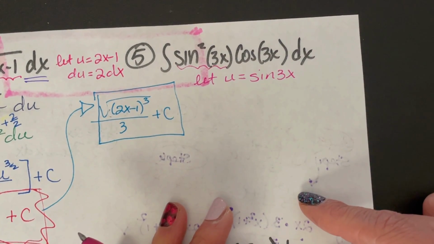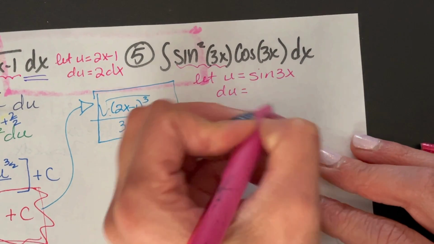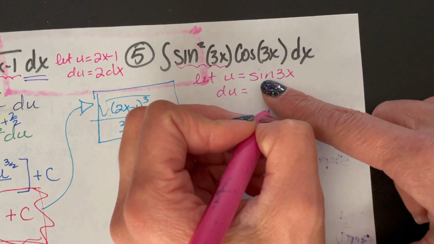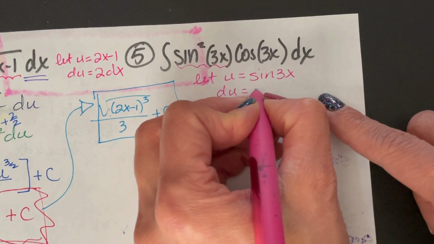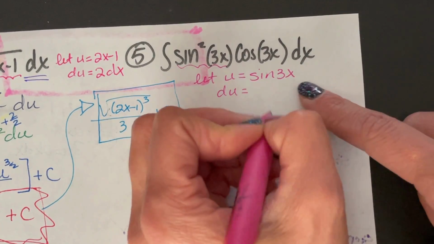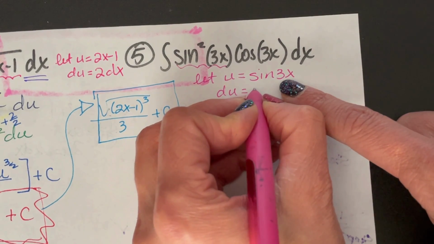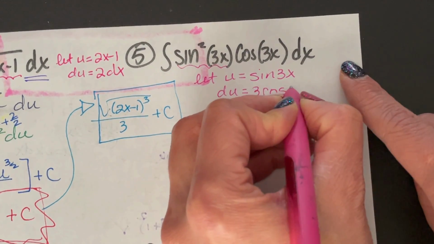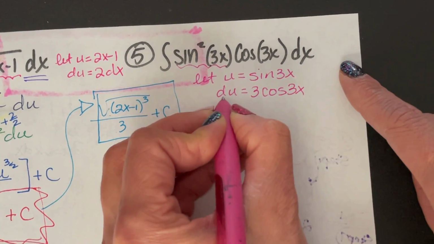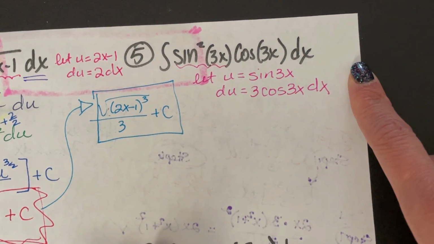Okay. And then we need to take the derivative of that. So du, the derivative of sine is cosine, but I have to use chain rule first. So I have to take the derivative of the inside. The derivative of 3x is a 3, and then like I said, derivative of sine is cosine. So 3 cosine 3x, and then remember we multiply the dx over. So it's 3 cosine 3x dx.